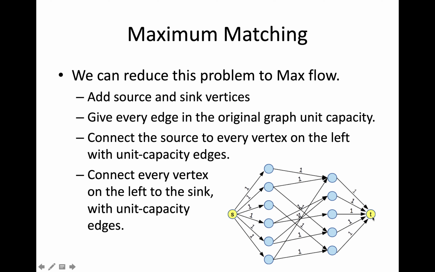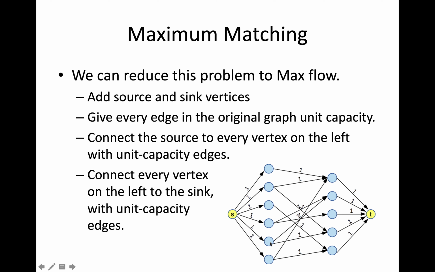I hesitated a moment ago because I had started saying this wrong. Even if I can't pair up everyone over here with a unique partner over here, for each vertex over here that I can pair up with a unique vertex over here, that'll let me increase the flow to the sink.